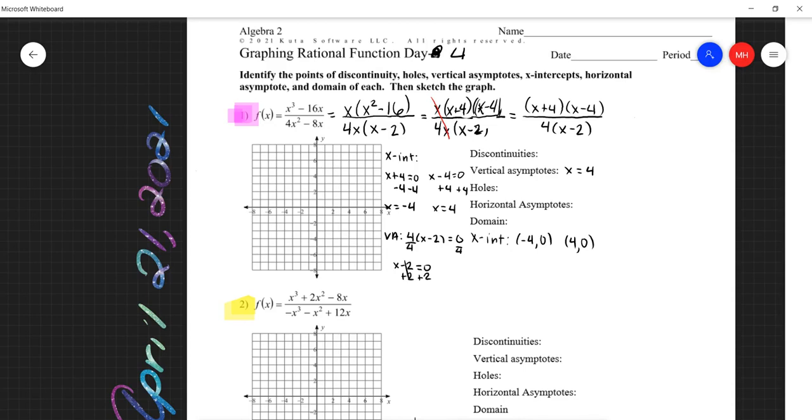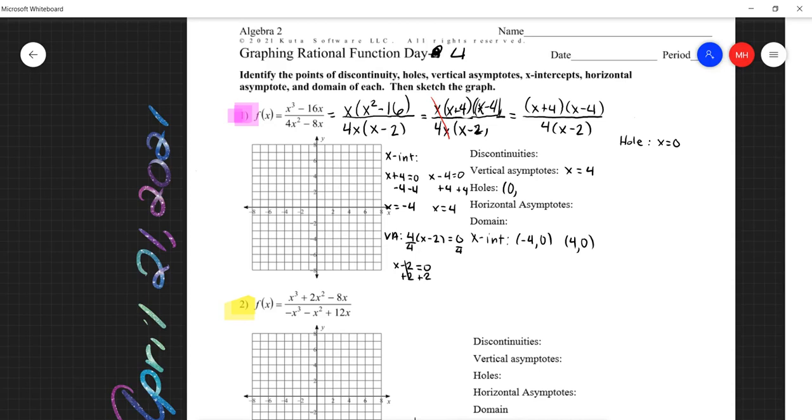A hole occurs if we had a common factor in the top and bottom, so in the numerator and denominator. In this case we did, that was our x. So for the hole, we take what we crossed out and we set it equal to 0 to find the x value. In this case, that is just 0.